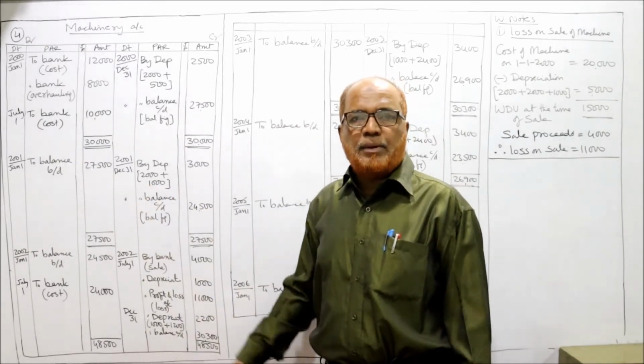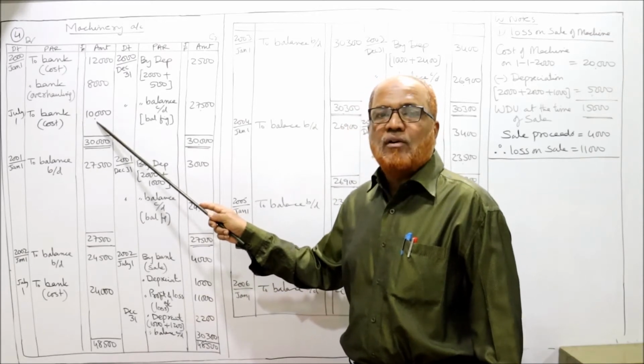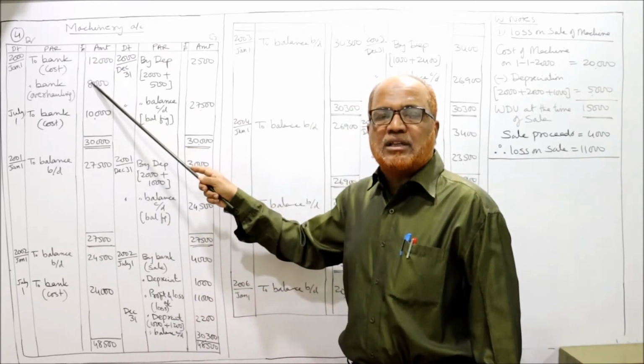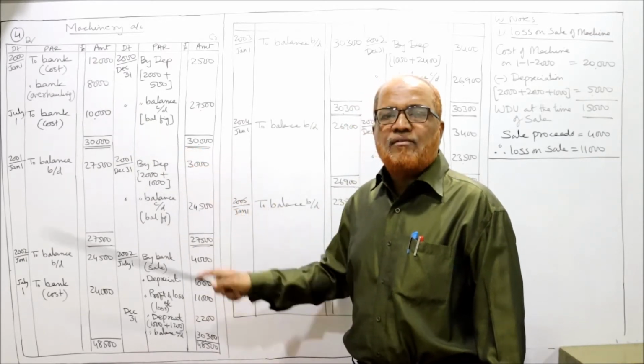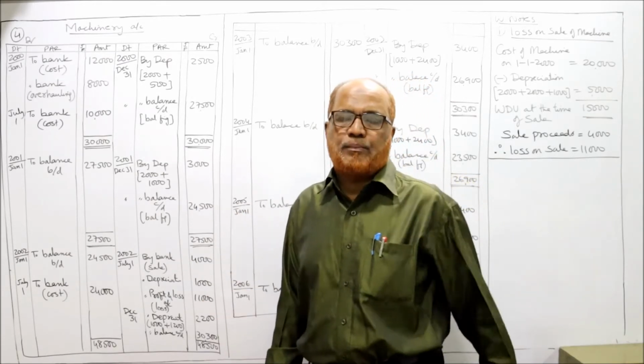Again, the entry will be machinery account debit to bank. So to bank, cost 10,000. Now we have two machines. First machine 20,000, second machine 10,000. Every year accounts are closed on 31st December, as given in the problem.